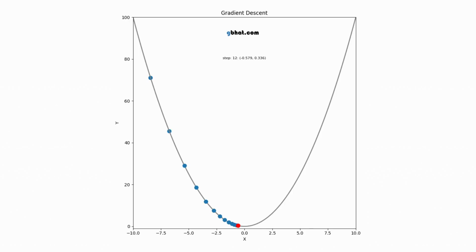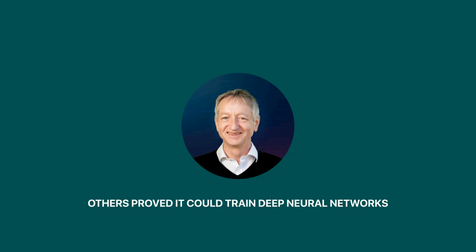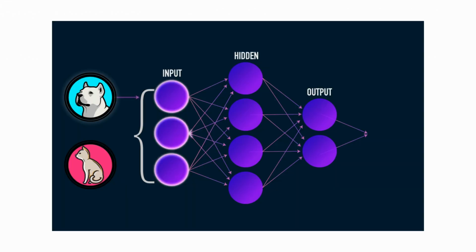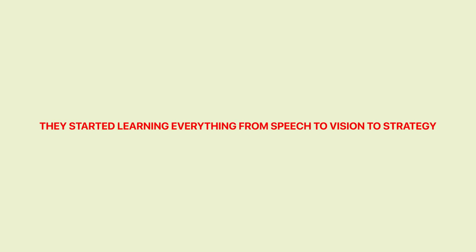This idea completely revived AI research in the 1980s when Geoffrey Hinton and others proved it could train deep neural networks. Without backpropagation, neural networks would still be stuck doing toy problems. With it, they started learning everything from speech to vision to strategy.